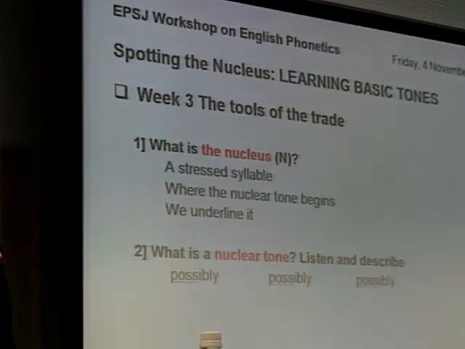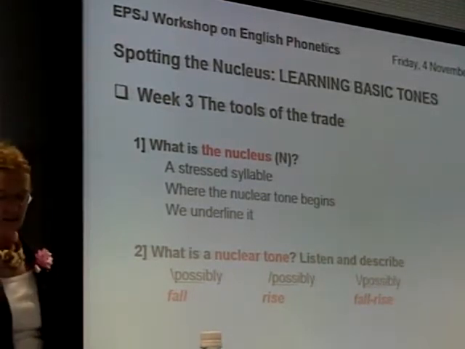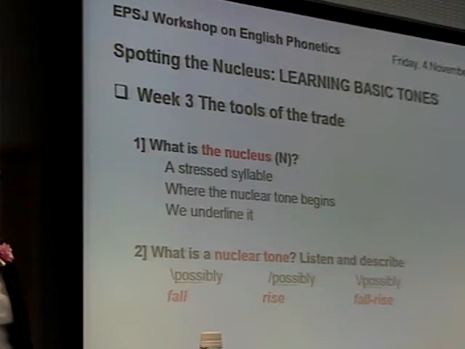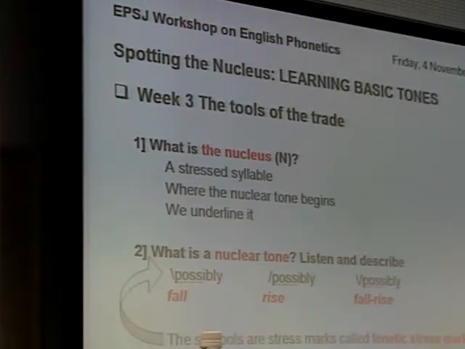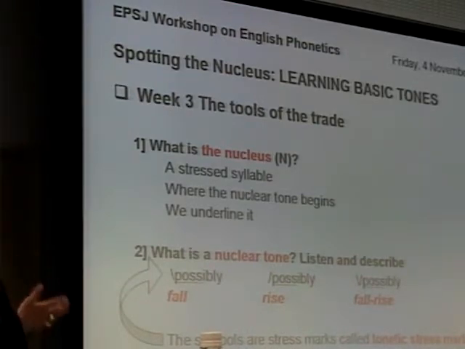That's right. So they've already started to do a little bit of work that they probably weren't expecting to do at all. And I will show them a marked up form of that. And I will tell them that the first one we call a fall, the second one we call a rise, and the third one we call a fall rise. And they'll notice that I've changed the way it looks, and the symbols are stress marks called tonetic stress marks. Okay?